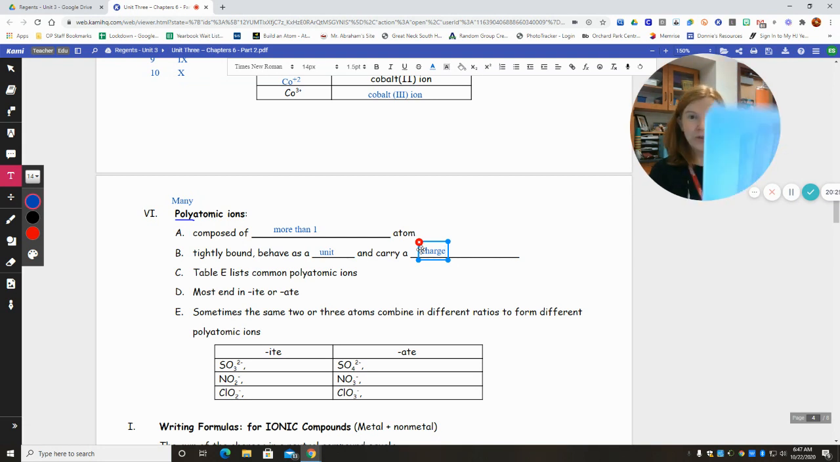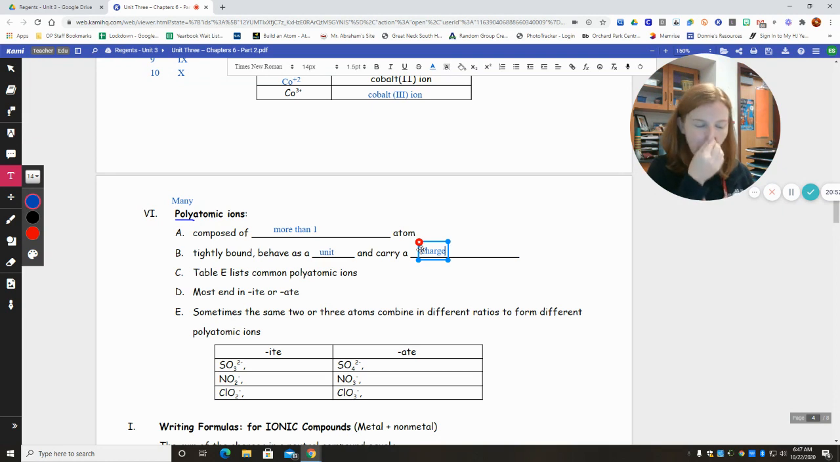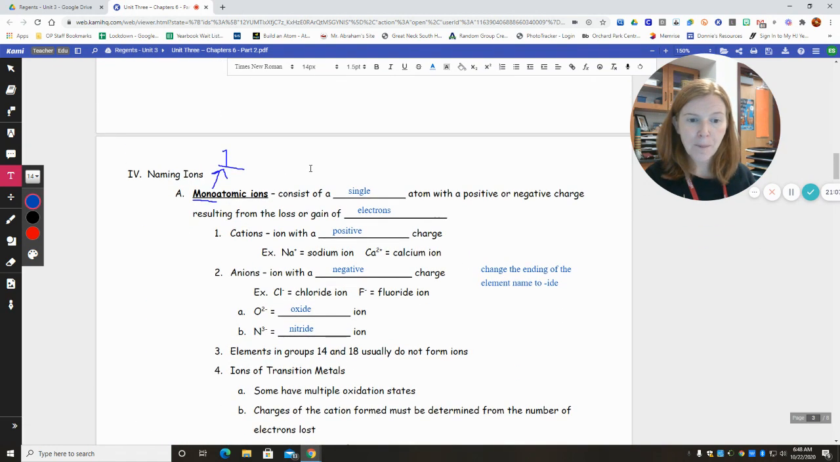Now, Table E in your reference table. This is your friend. Say hello. This table gives you all the polyatomic ions you need for this course, okay? So these are all the ions that you need. One common thing to notice about polyatomic ions is that generally they are going to end in the letters ITE or ATE. That's different than our monoatomic ions, our anions, that we're doing up here.